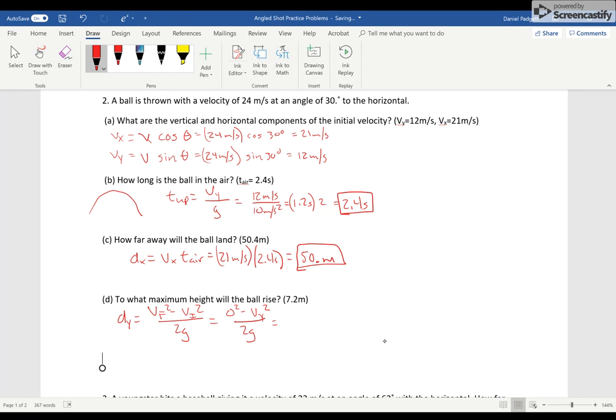So Vy, we know from up here, is 12 meters per second. So we would square that, divided by 2 times 10 meters per second squared. And if we work that all out, we end up with a maximum height in the middle of the motion of 7.2 meters that it travels. So hopefully that helps with question 2.